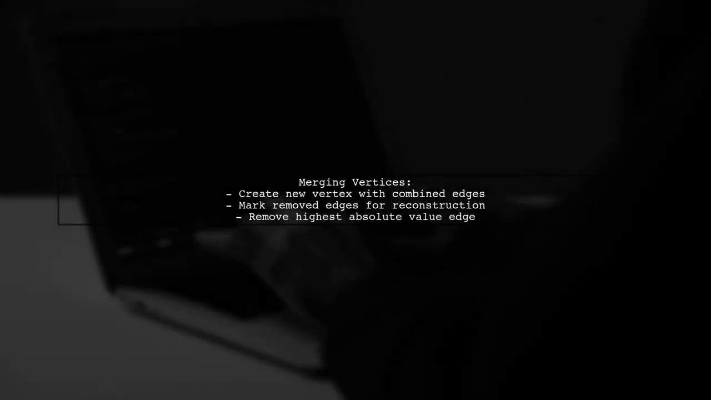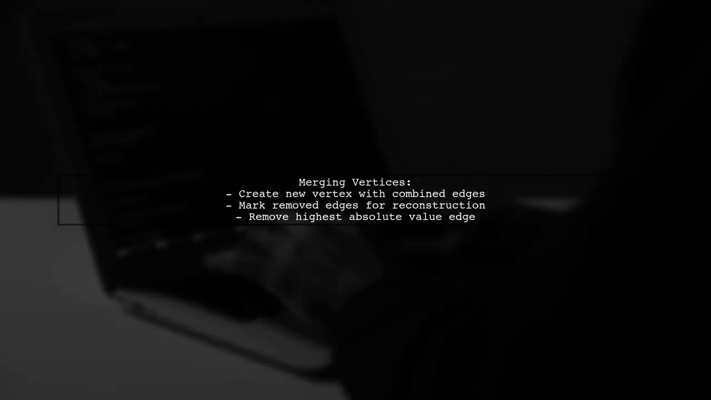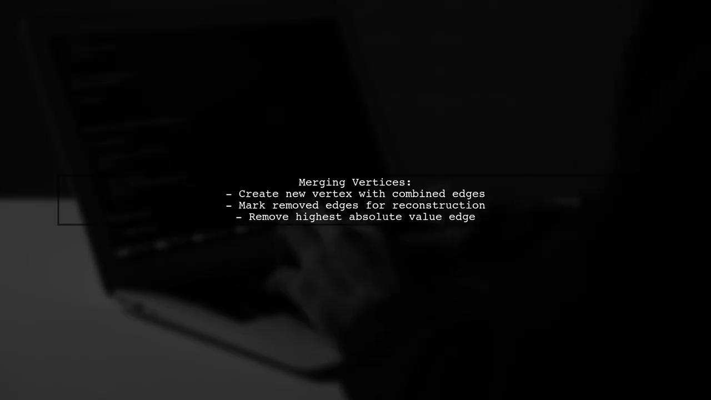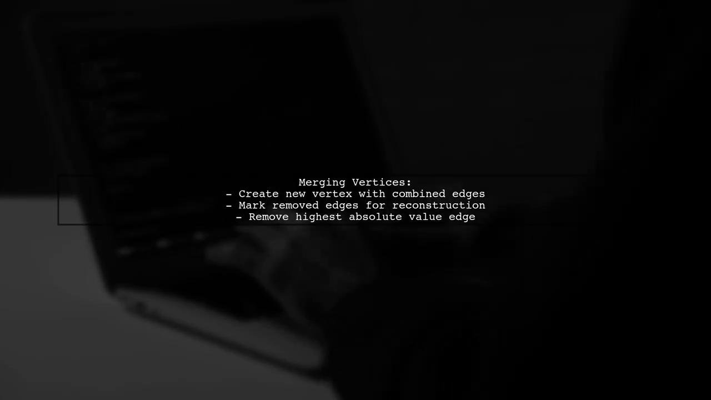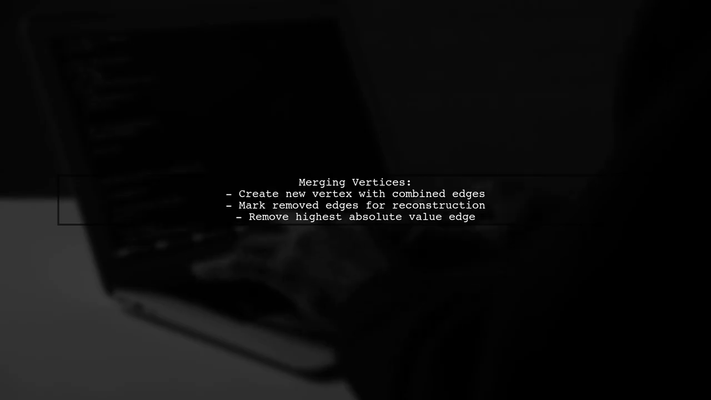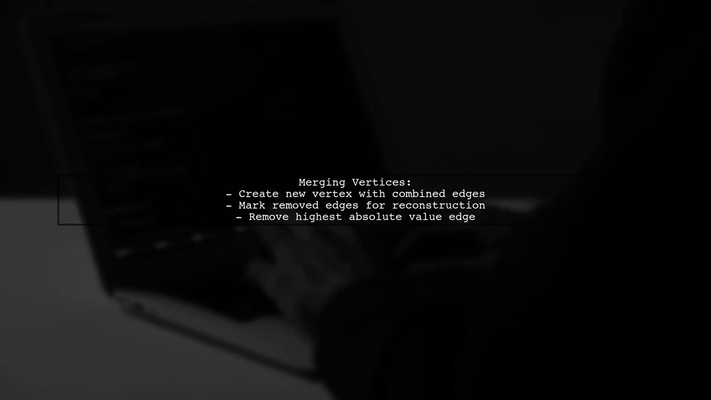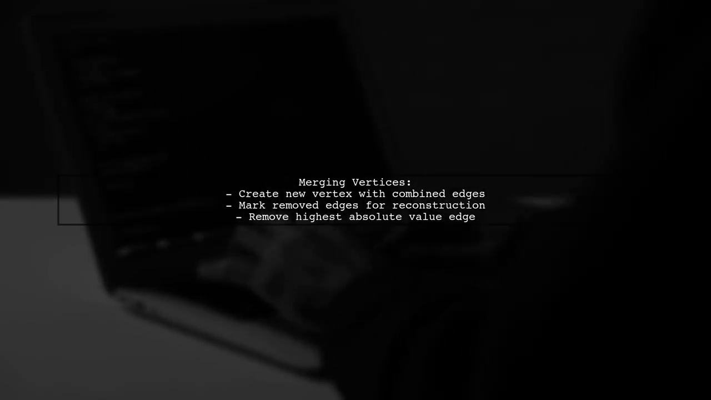To simplify the problem, focus on finding the best negative solution. If none exists, use Prim's algorithm with the logarithm of absolute values. Merging vertices can help, where each vertex starts with a value of 1. When merging, create a new vertex that combines edges from both vertices, excluding the connecting edge. Mark removed edges to reconstruct the tree later. Merge nodes with only positive or negative edges, removing the edge with the highest absolute value.